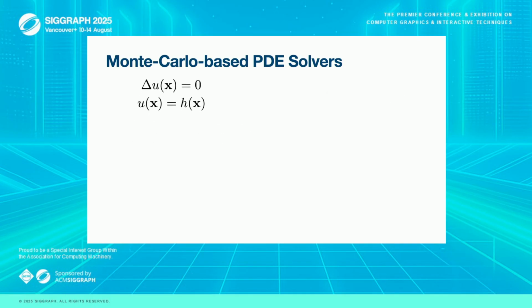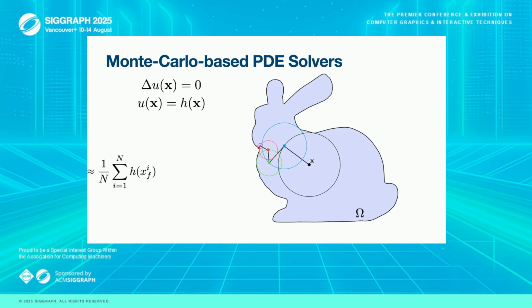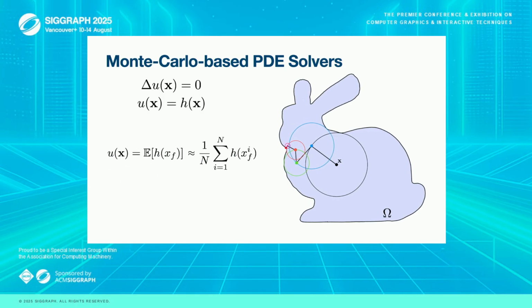And we're interested in solving it. So what we do is the regular walk on spheres for the interior problem, and this is written as its expectation value.